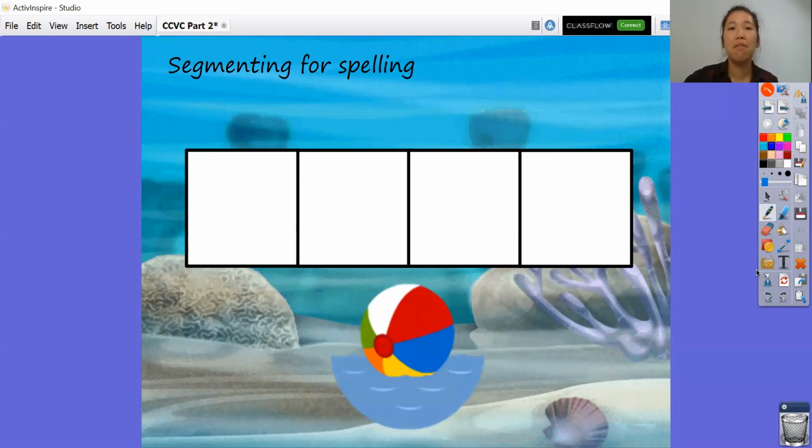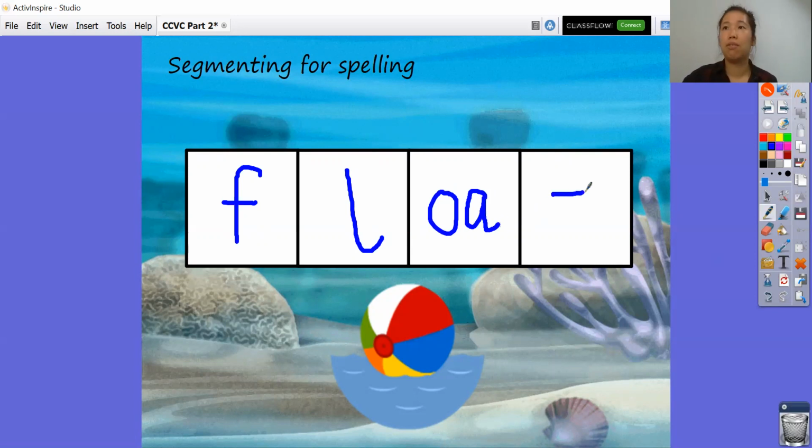Okay, next one is float. See if you can have a go at that one. Float. So I've got f, l as our sound. F, l, o, t, four sounds. Float. So I've got f, l, o, flo, and then t, float.